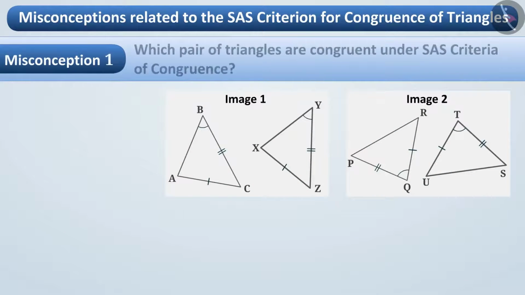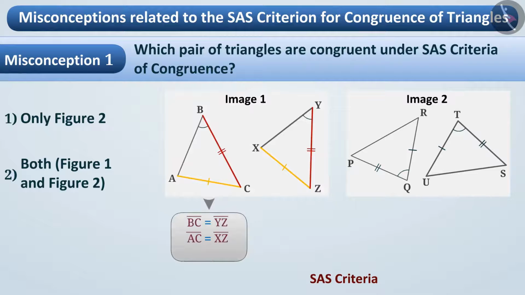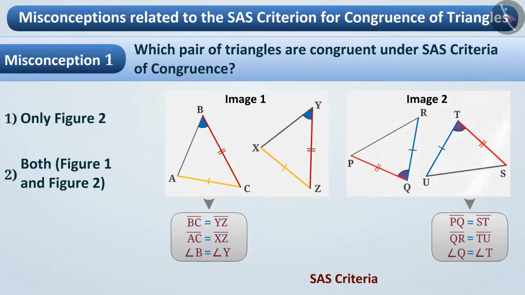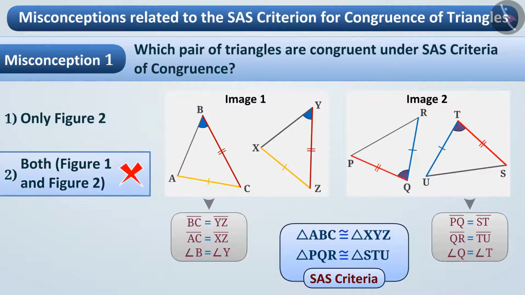Misconception 1. Which pair of triangles are congruent under SAS criterion of congruence? Some children may not get the right understanding of SAS criteria. Children see that both the triangles of the first figure have two sides equal and one angle equal. Similarly, the second figure also has two sides and one angle equal. Therefore, they think that the triangles shown in both the shapes are congruent under the SAS criteria. So they select option 2, but this is an incorrect answer.